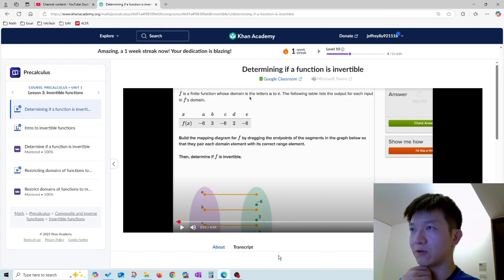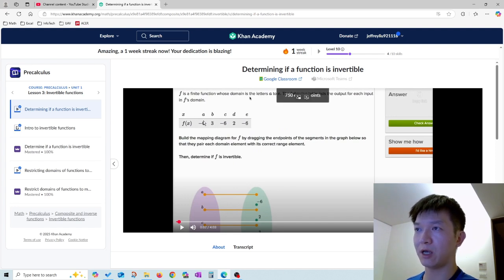f is a finite function whose domain is the letters A to E. Okay, so we have a table here, and you see that A corresponds to -6, B corresponds to 3, C -6, D 2, E -6. So you see very obviously -6 has 3 x's that point to -6. So one y has 3 x's, okay?